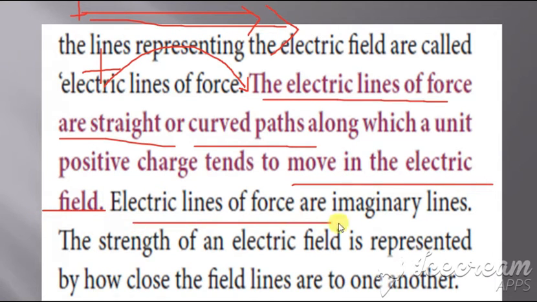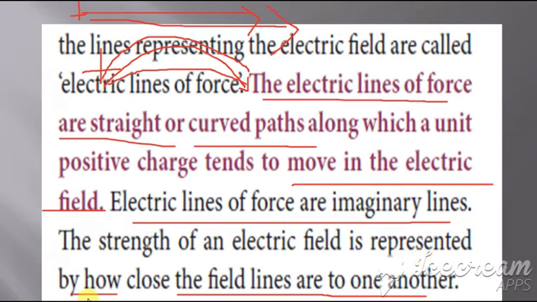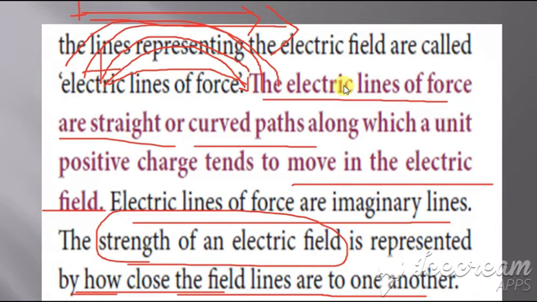Clear? The electric lines of force are imaginary lines. They are not real lines which are formed; they are just imaginary lines. The strength of the electric field is represented by how close the field lines are to one another. So based on how close the field lines are to one another, that is the strength. If we have a large number of close lines like this, then the strength is more.